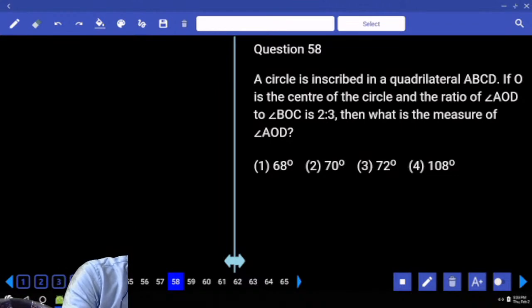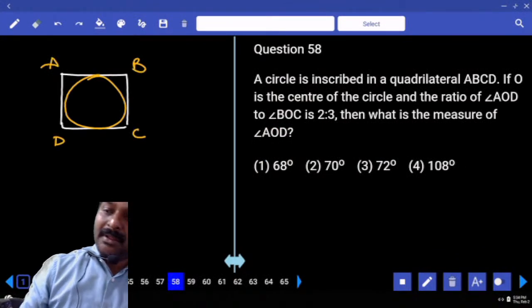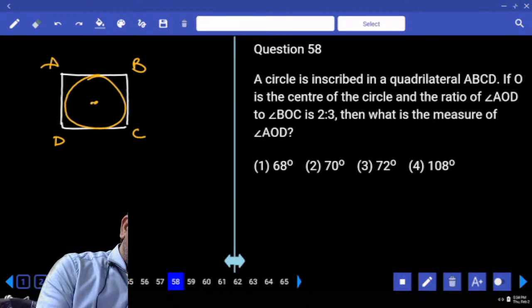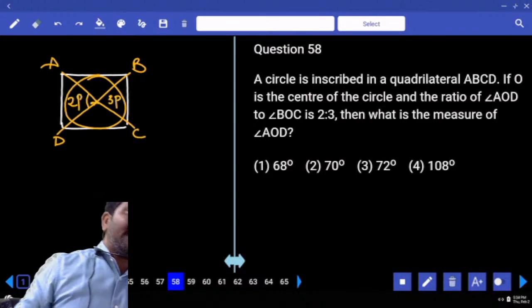Okay. Now we have a quadrilateral. Now a circle is inscribed here. A, B, C, D. Now O is the center. Angle AOD and angle BOC are in the ratio 2:3. 2 parts and then 3 parts, right?